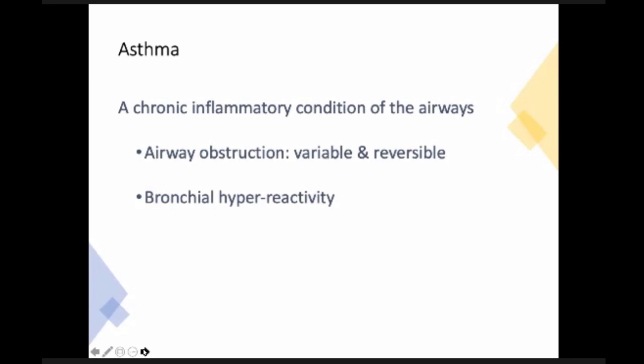Another consequence of this inflammation is that it leaves the inner lining or the mucosa of the bronchi hyperreactive. When they are hyperreactive, they can respond to any environmental triggers very quickly and in a serious manner. So there's an inflammatory condition. The result of the inflammation is twofold. One is there's airway obstruction, which is variable and reversible.